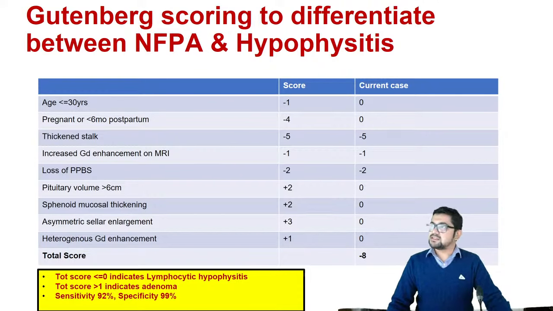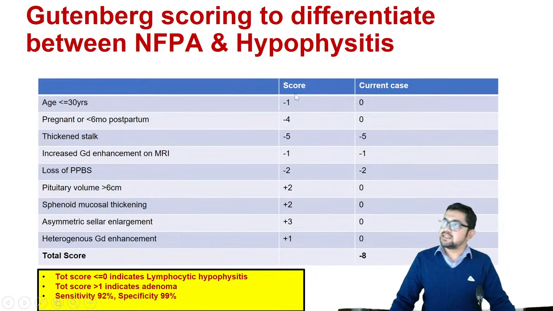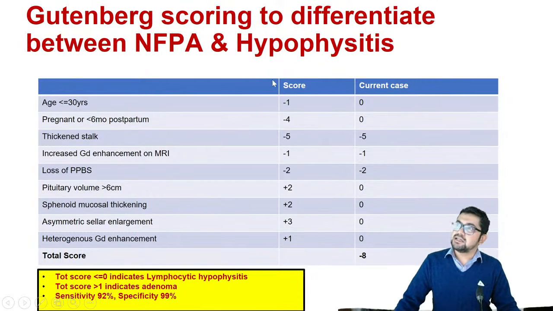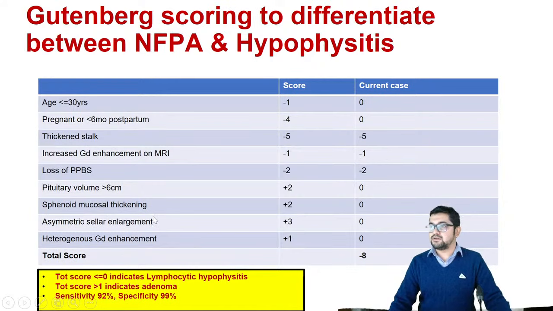Keeping this in mind, there is also a scoring system proposed by Gutenberg et al., which gives some negative points and some positive points. The negative points favor inflammatory pathology, such as young age, pregnant or postpartum lady, thickened stalk with gadolinium enhancement, and loss of posterior pituitary bright spot. While the positive points favor the adenomatous pathology, such as volume more than 6 cm, sphenoid mucosal thickening, asymmetrical enlargement or heterogeneous enhancement. Our patient had a score of -8, which again pointed towards the inflammatory pathology.